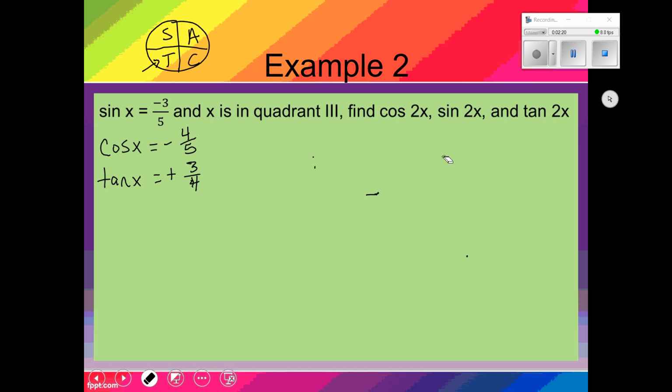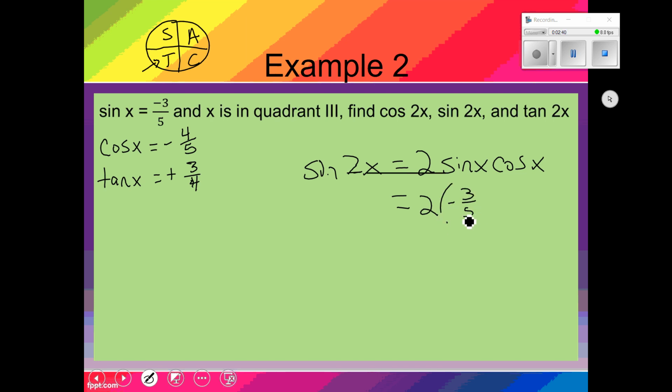So if we go to, I'm going to start with sine of 2x first. We know the formula says 2 times the sine of x times the cosine of x. So 2 times, we know the sine of x is -3/5, and we know the cosine of x is -4/5.